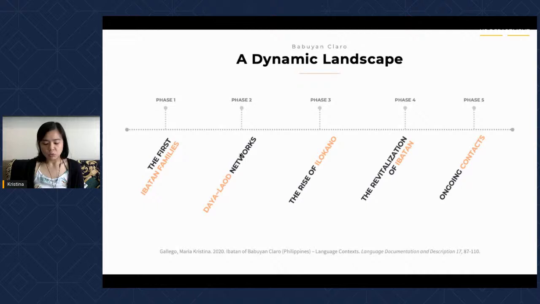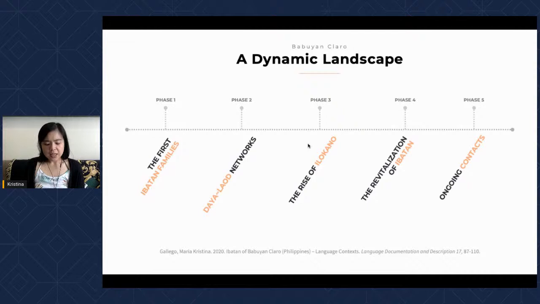But the rise of Ilocano in phase three as the regional lingua franca of the Babuyan Islands changed drastically the language ecology of the community. And this is also the time when Babuyan Claro became further integrated into the larger region of Cagayan. Ilocano became the main language of religion on the island, then Roman Catholic, the language of education, wherein the teachers were Ilocano immigrants, and the Ibatans had to go to Kalayan, the neighboring island, which is also the municipal center, for further schooling. So beyond grade three, they had to leave Babuyan Claro. And of course, governance.